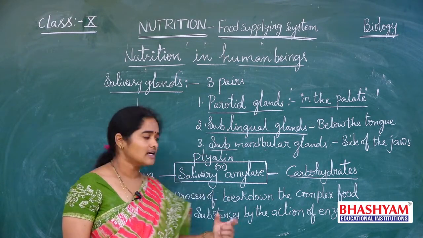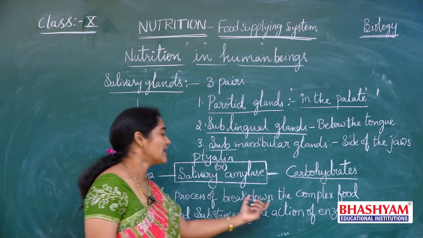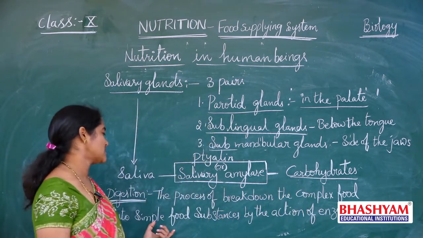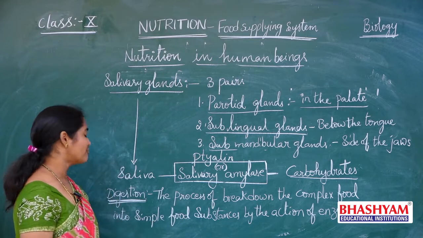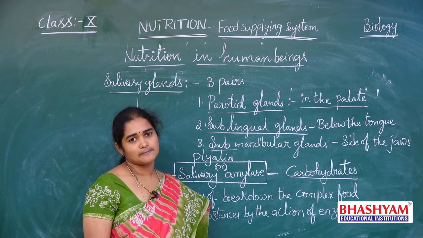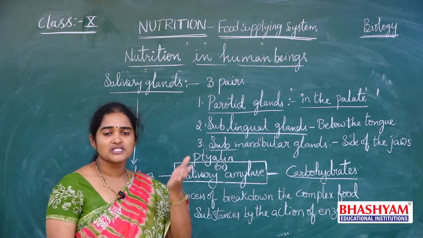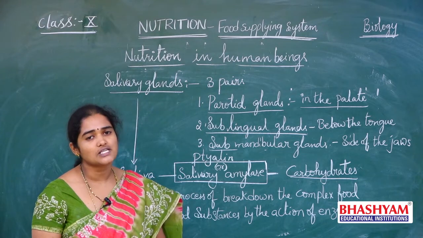Understand? Got the definition for the digestion? The process of breaking down the complex food substances into simple food substances by the action of enzymes. Understand? Like these enzymes, many will be produced in the further parts of the digestive tract.